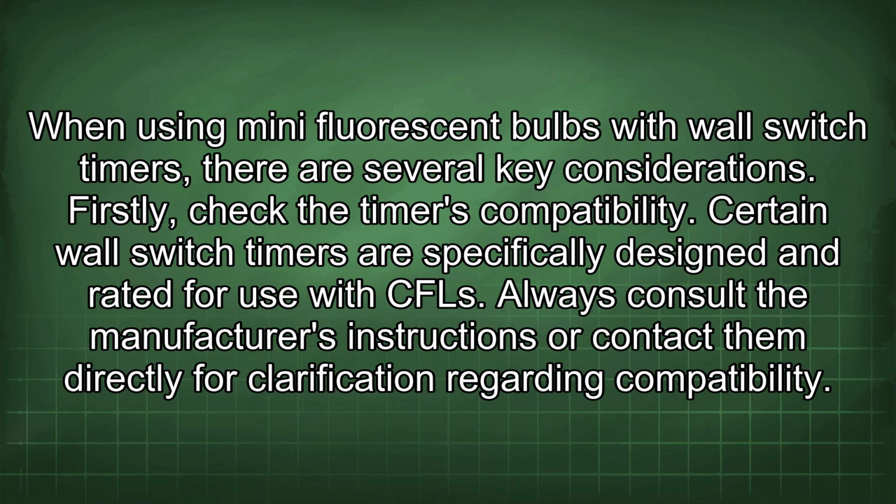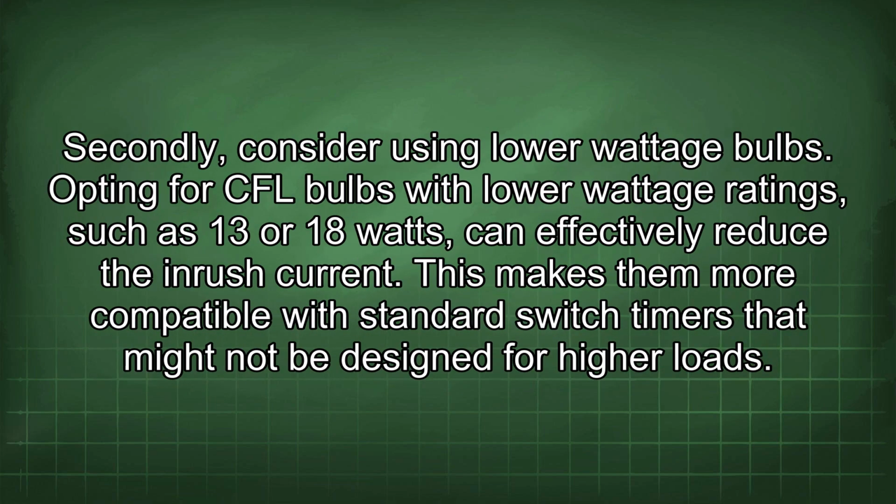Firstly, check the timer's compatibility. Certain wall switch timers are specifically designed and rated for use with CFLs. Always consult the manufacturer's instructions or contact them directly for clarification regarding compatibility. Secondly, consider using lower wattage bulbs. Opting for CFL bulbs with lower wattage ratings, such as 13 or 18 watts, can effectively reduce the inrush current. This makes them more compatible with standard switch timers that might not be designed for higher loads.